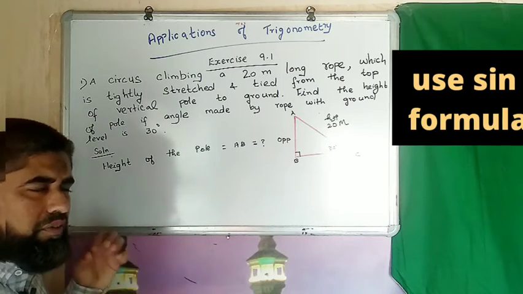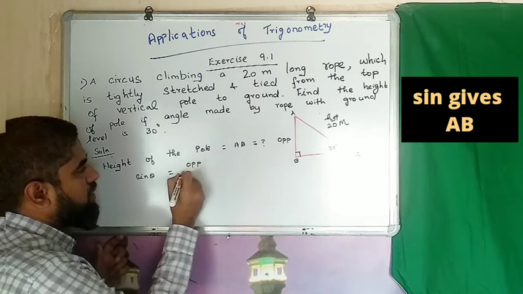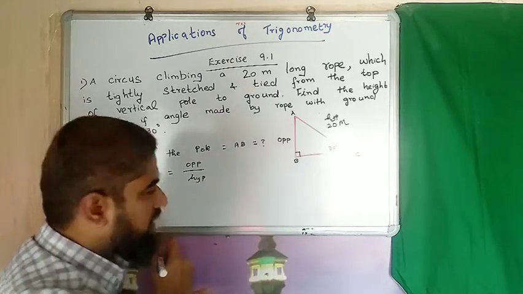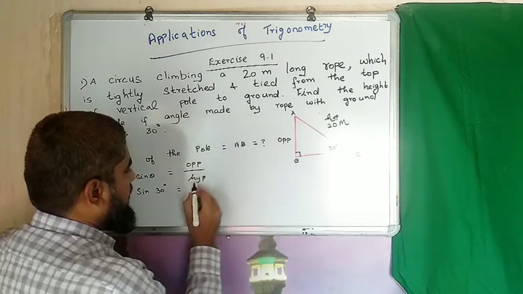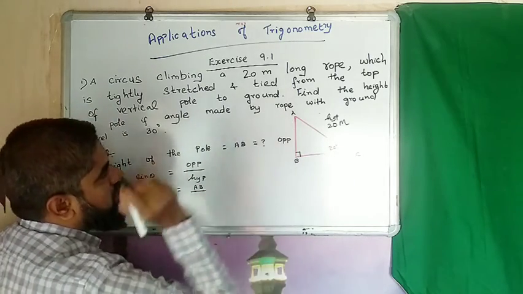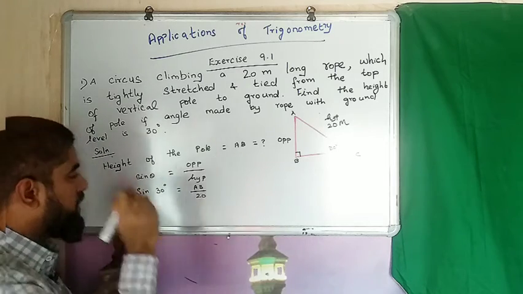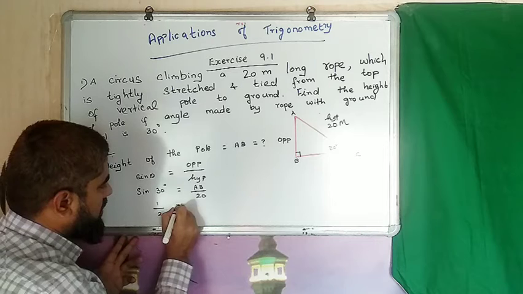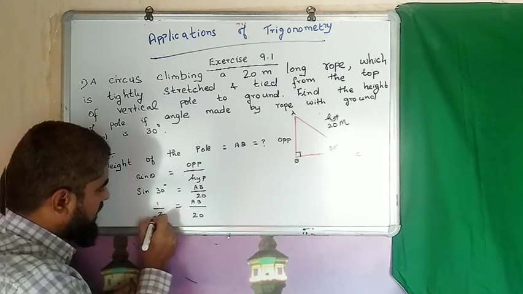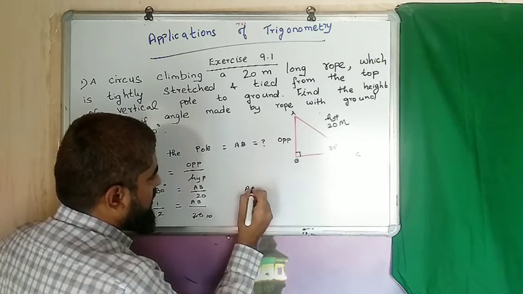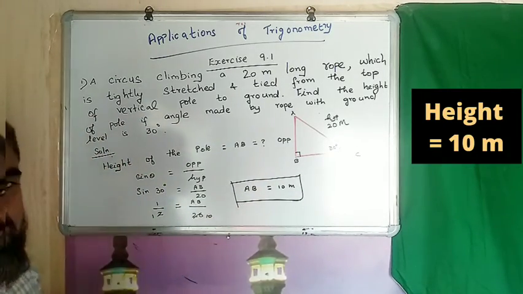So I can term these as opposite and hypotenuse, and here we can use the sine formula: sine theta is equal to opposite by hypotenuse. Theta is given as 30 degrees. So sine 30 degrees is equal to the opposite, AB, by the hypotenuse, which is 20 meter. We know that sine 30 degrees is 1 by 2. So 1 by 2 is equal to AB by 20. We can cancel here, giving 10. So AB is equal to 10 meter. That is the height of the pole is 10 meter.